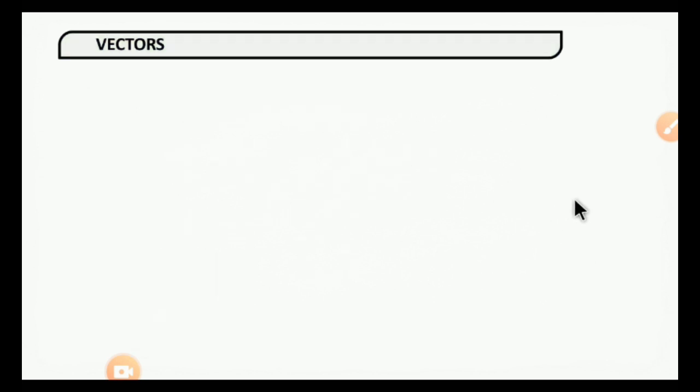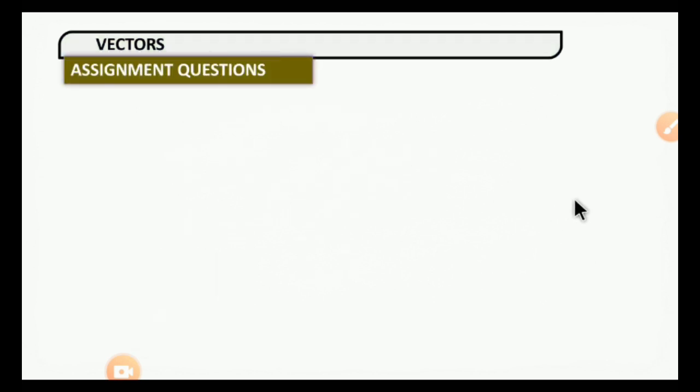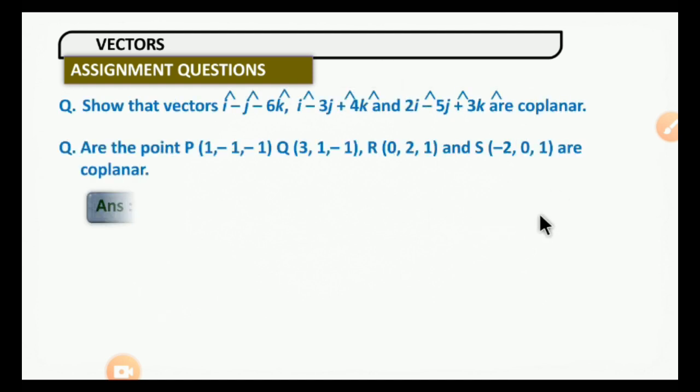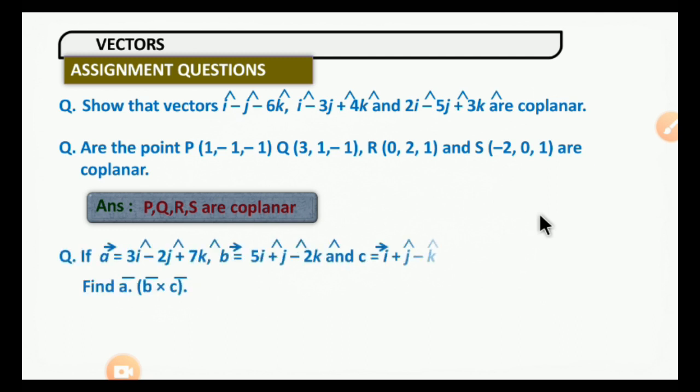So here I am going to give some assignment questions. Here write all these assignment questions and solve.